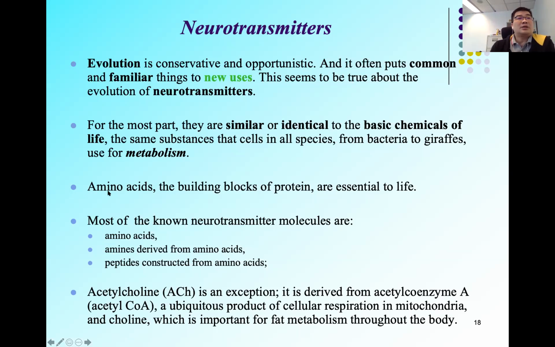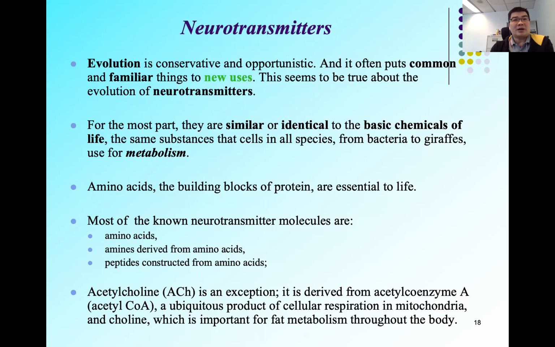So back to this. Particularly, for example, amino acids are the building blocks of protein. So they are being used as neurotransmitters, but that is expected. For example, that is why we want to detect the building blocks of the proteins. Okay.